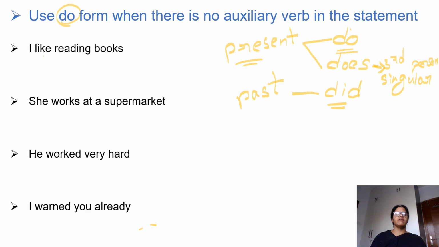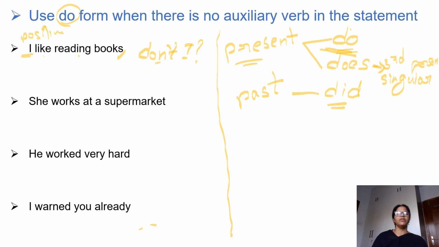I like reading books. Do we have an auxiliary verb in it? No. There is no auxiliary verb. In such a case, what do we need to do? We need to take the help of the do form. I like reading books. Simple present, and the subject is I. It's not third person singular. So the tag is "don't I." Why did we use don't? Because the statement is positive. For a positive statement, we need a negative tag.